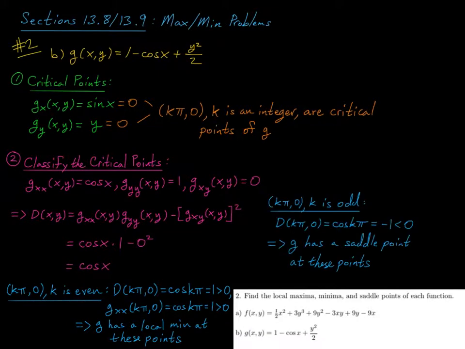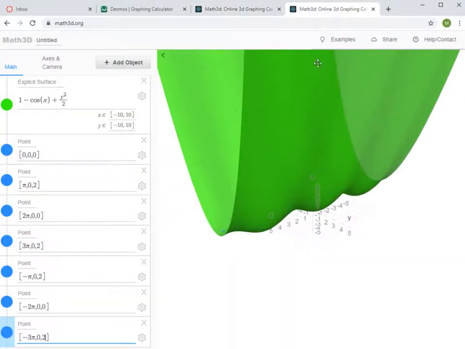All right, so now what if k is an odd integer? Well, now the cosine of k pi will be negative 1. And since D there is a negative number, that implies g has saddle points at these locations when k is odd. All right, so let's jump over to a graph there.